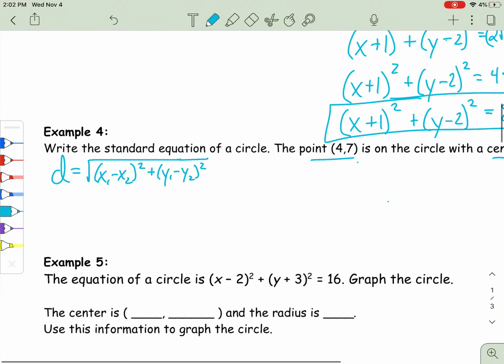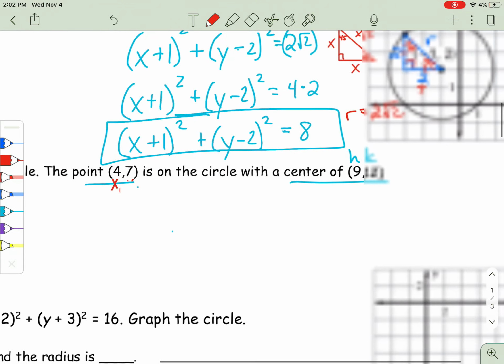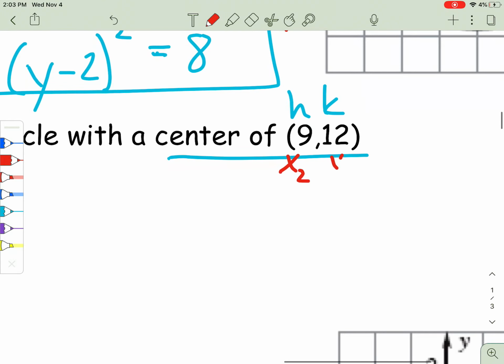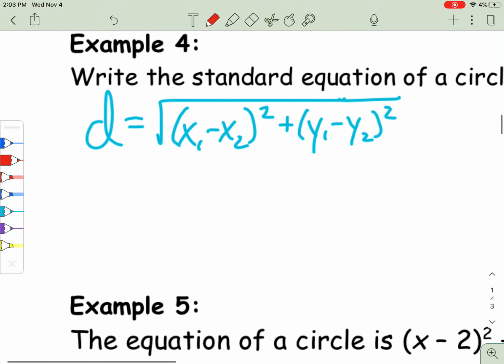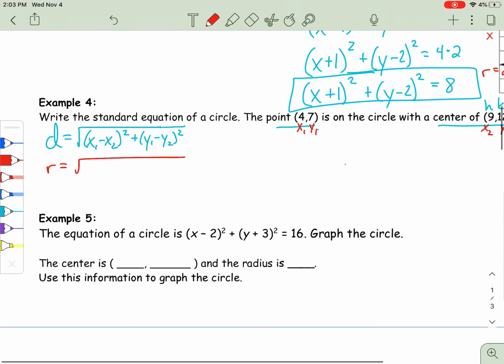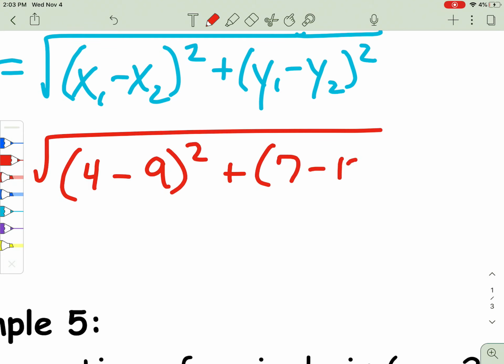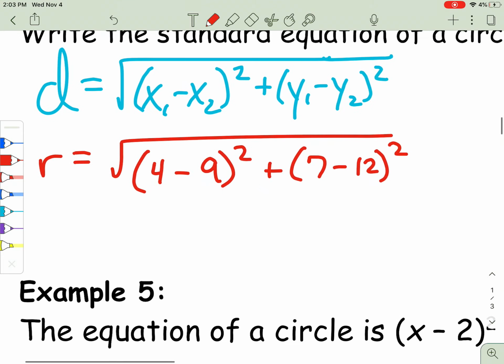Okay, and so we are going to plug in our numbers here. So take the first coordinate point, x1, y1, plug it in, and take our second coordinate point and plug it in, and that's going to give us our radius. So this is really distance, but since we know that distance is actually the same as the radius in the circle, I'm going to change it to an r equals, and I'm going to start plugging numbers in. So my x1 is 4, my x2 is 9, my y1 is 7, my y2 is 12. Okay, and now I'm just going to solve for radius.